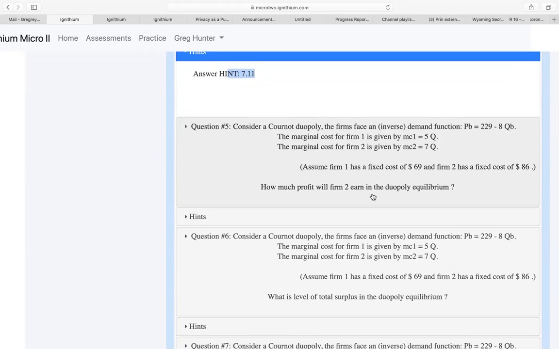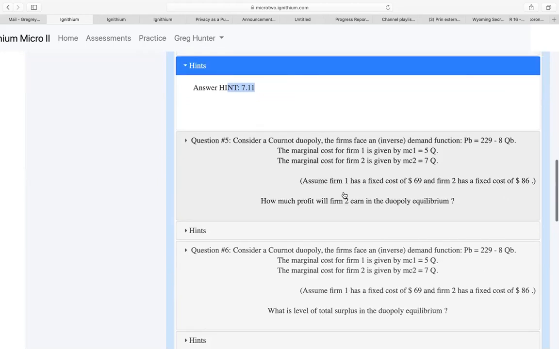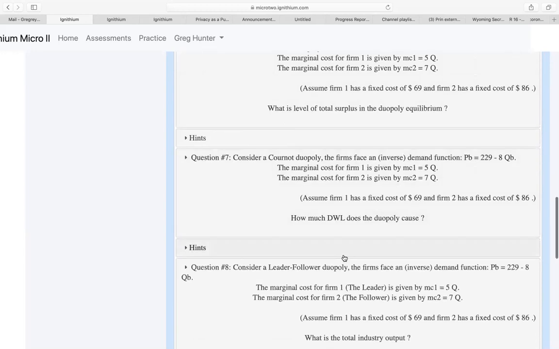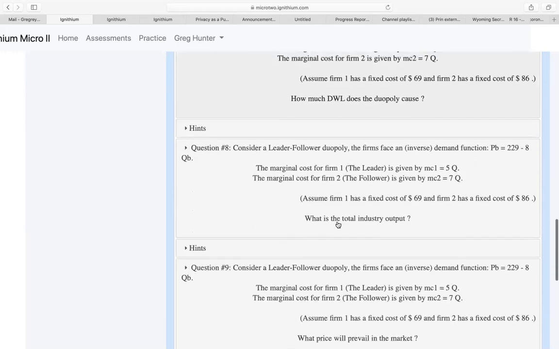So now we're down to how much profit will firm 2 earn? What's the total surplus? How much deadweight loss? Now, when we get down here, our group that did competition is going to come in handy, right?